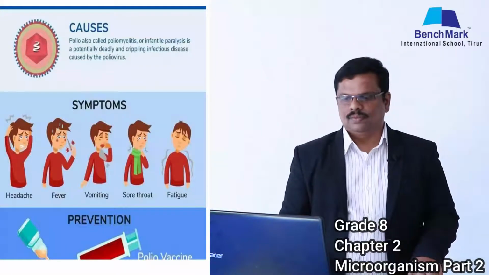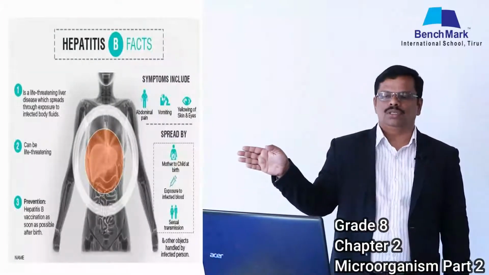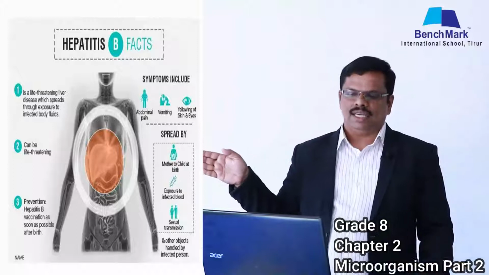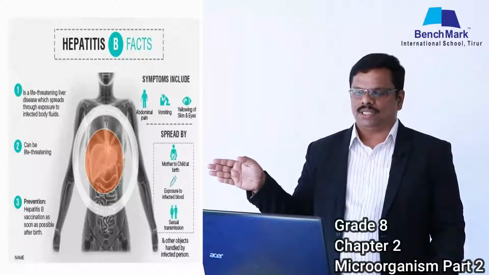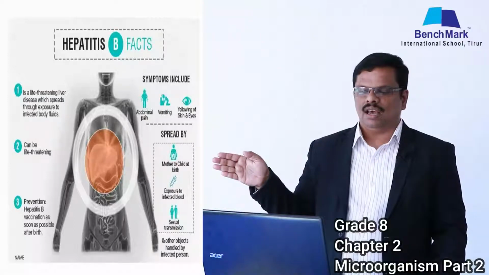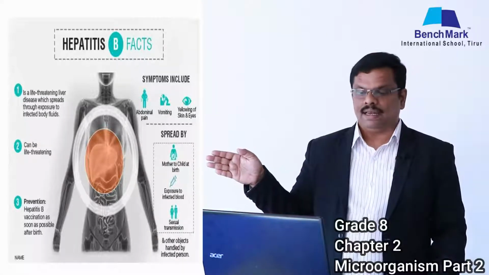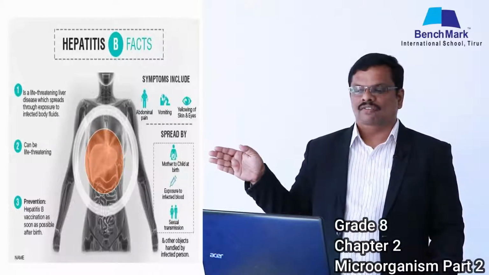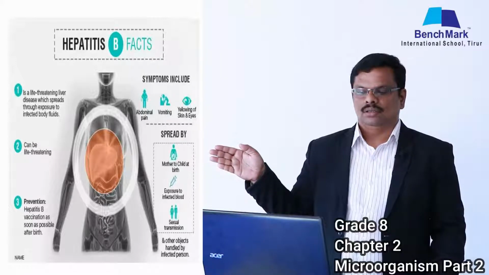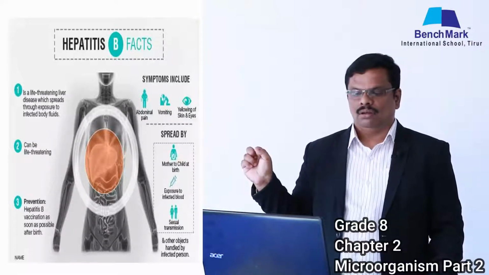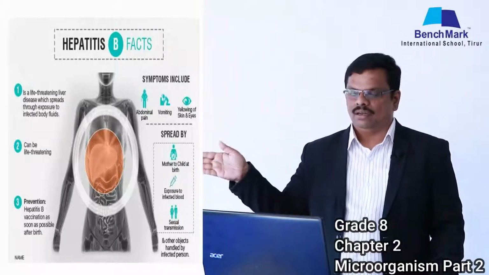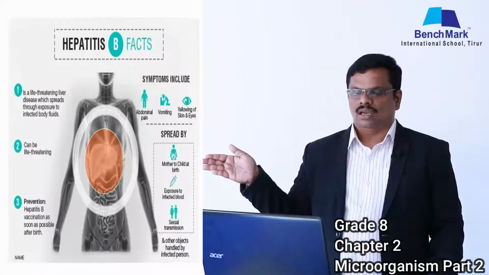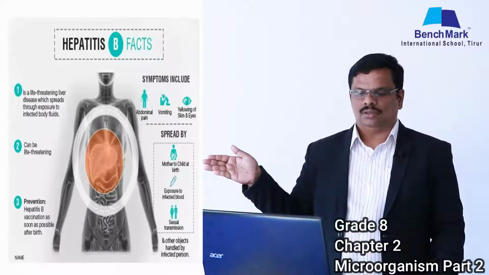Now, here is a slide telling about hepatitis B. It is clearly stated in three steps. Please look very carefully. The first one tells us it is a life-threatening liver disease which spreads through exposure to infected body fluids. Second, it can be life-threatening. And how can we prevent it? Look, hepatitis B vaccines are given as soon as possible after birth.